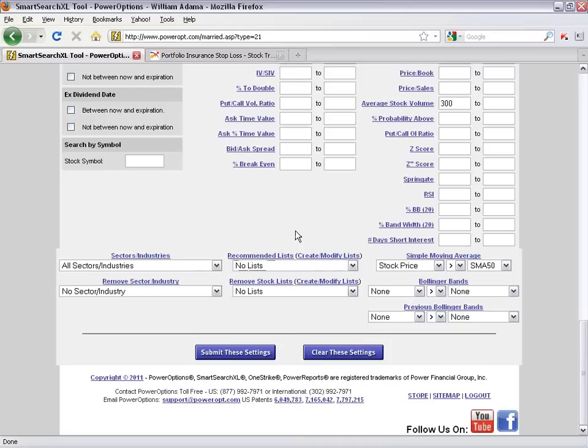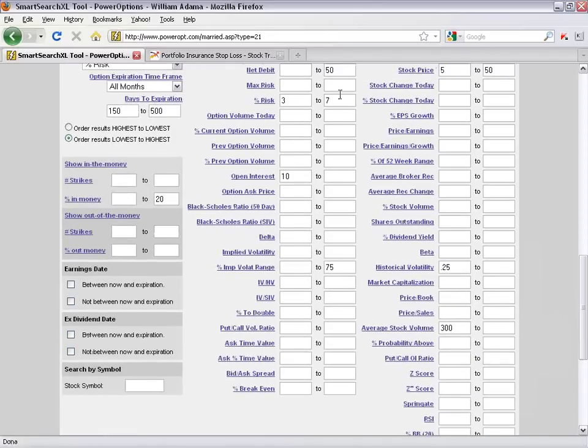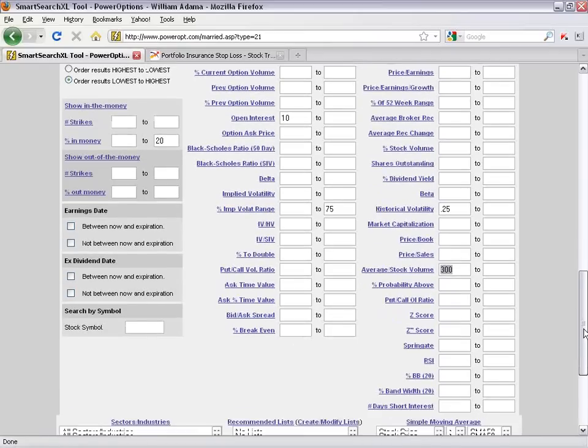However, if I open it up to no lists, yes, I'm still restricting my percentage at risk, but I haven't put any other filters then to help me identify a strong stock. I still have that average stock volume in there. That's measured in thousands, so stocks that trade at least 300,000 shares per day.